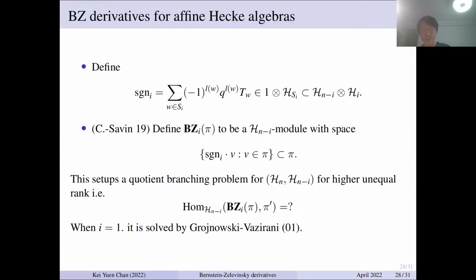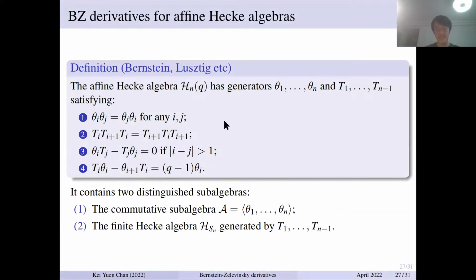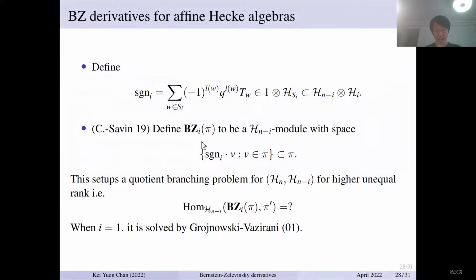And basically, joint with Gordon, we defined the Bernstein-Zelevinsky derivative. So basically we create the sign representation. This is a kind of alternating sum of those generators T_i, those finite T_i things. Okay, and we define the Bernstein-Zelevinsky derivative by using this. This is a kind of operator in the Hecke algebra acting on it. So then you get a submodule.